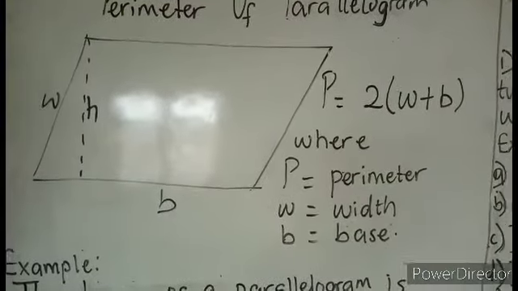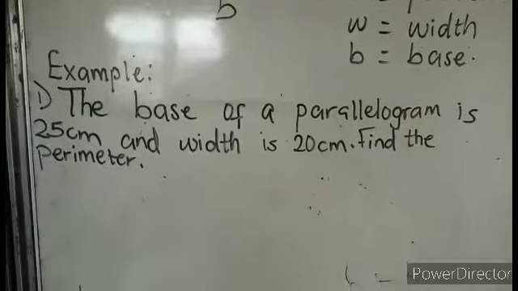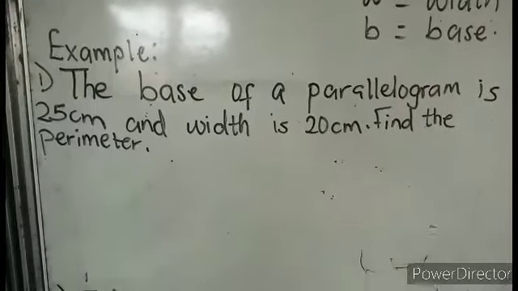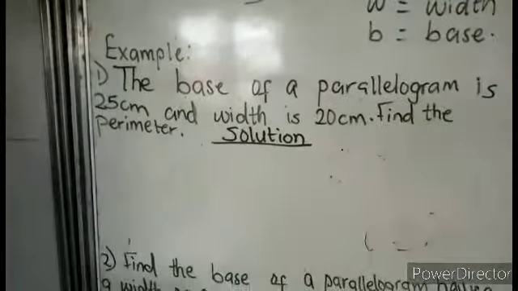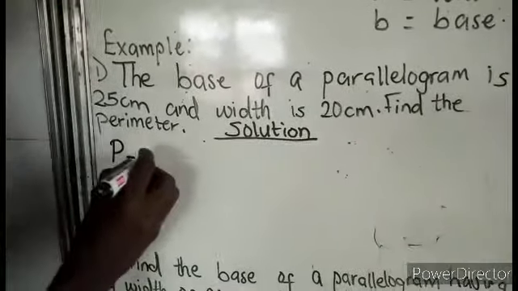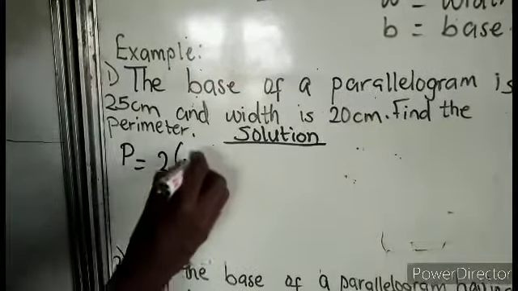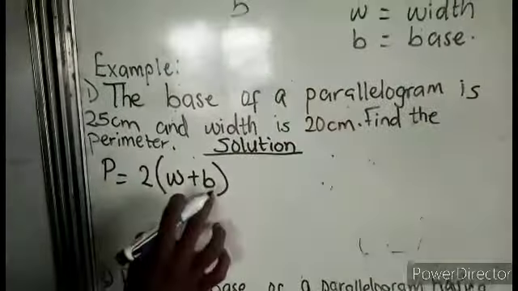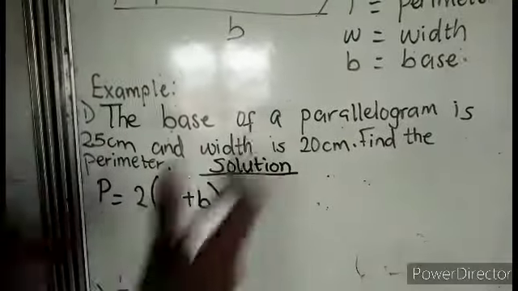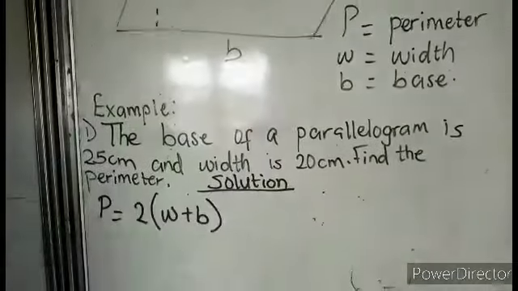Now let's do some examples. The first question says the base of a parallelogram is 25 centimeters and the width is 20 centimeters. Find the perimeter. Now this is a straightforward question. We don't really need to disturb ourselves. Just go for the formula, which says P equals 2 in brackets W plus B. Remember, our W is the width, our B is the base. So let's interpret this into our question.